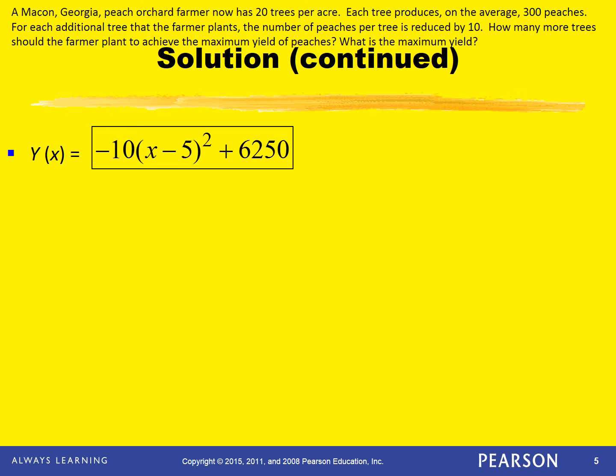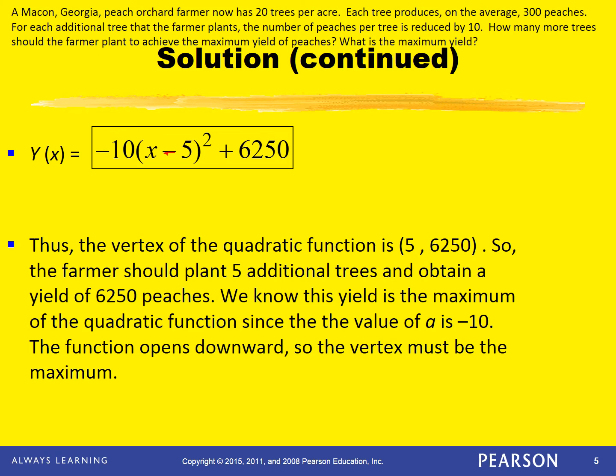And we are able to say that the vertex is going to be the point 5, the opposite of negative 5. Vertex is 5, 6,250. And so 5 is actually going to be the answer to the first question, and the 6,250 is the answer to the second question. The farmer should plant 5 additional trees and obtain a yield of 6,250 peaches.